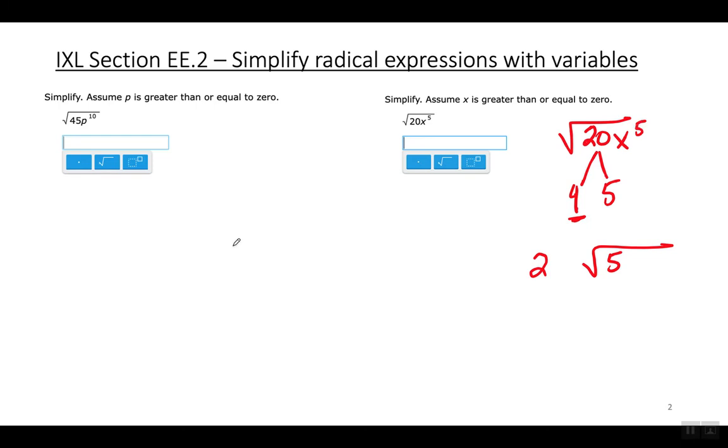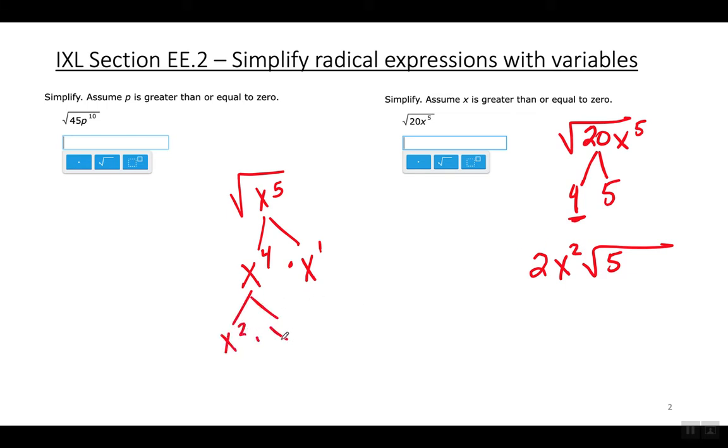But let's look at x to the 5th power. Okay, x to the 5th power, I could break it up into x to the 4th power times x to the 1st power, right? Because again, you add the exponents. And if I break it up like that, I could get the square root of x to the 4th power. The square root of x to the 4th power is x to the 2nd power, because x to the 2nd power times x to the 2nd power gives you x to the 4th power.